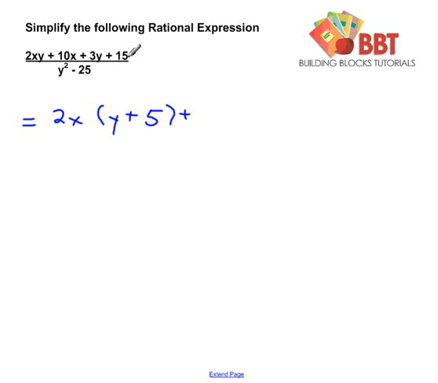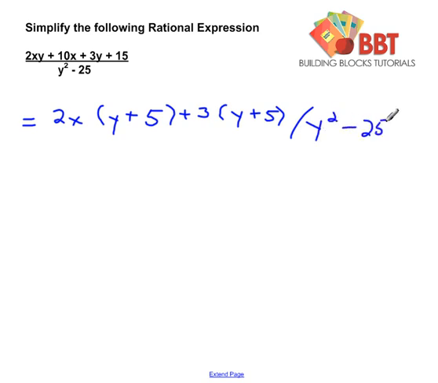Same thing here. What is the greatest number and letter I can pull out? Well, the greatest number I can pull out is 3. Can I pull out a letter? No, because my y is here, but not here. So, what am I left with here? I pulled out a 3, so I'm just left with y. What am I left with here? 5 divided by 3 plus 5. And again, guys, a good way to check, you must have the same factor on the inside to know you did it right. Okay? And then remember, it's still divided by y squared minus 25.